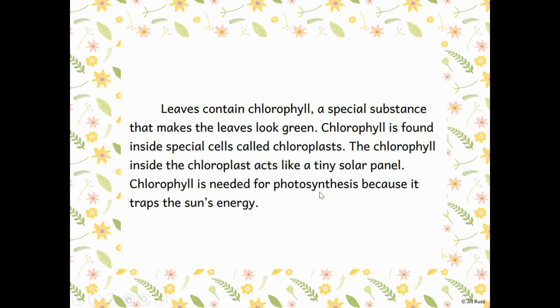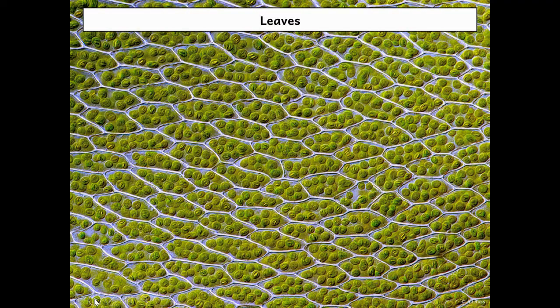Chlorophyll is needed for photosynthesis. Remember, that's how the food is made, because it traps the sun's energy. So the plant needs to get the sun's energy in order to make its food. So here is a picture of a leaf that has been magnified under a microscope, and all these little green dots are chloroplasts. The chloroplasts collect and store the energy from the sunlight or any light. So they're like the solar panels. They're kind of like a rechargeable battery that stores energy.